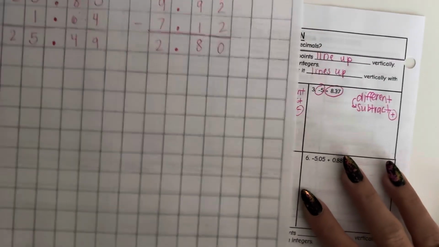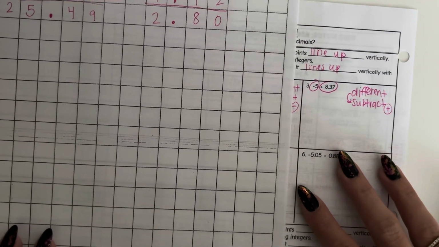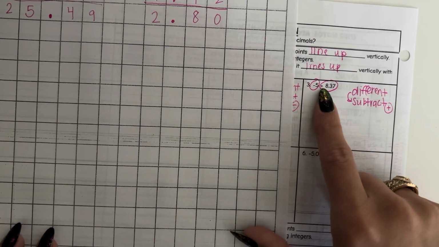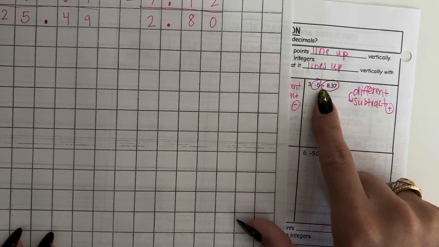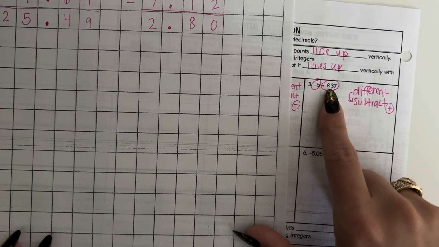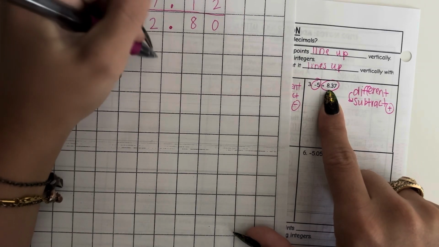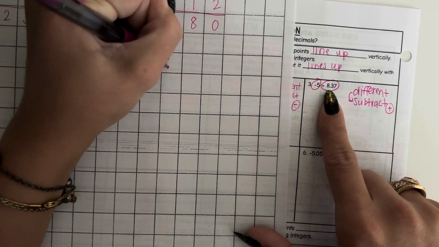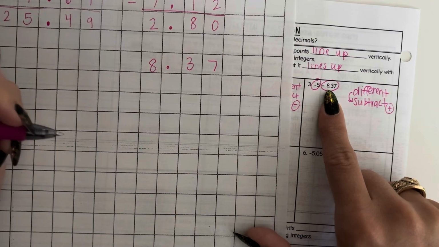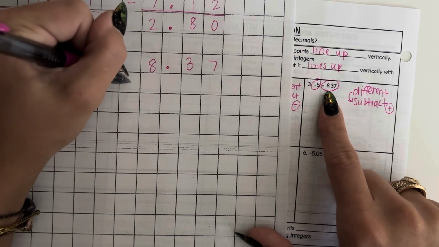I go back to my grid so that I can do this. All right. Now again, we're subtracting. The bigger number does need to be on top. So this is the bigger number. This is going on top. So 8.37. Then I'm subtracting 5.